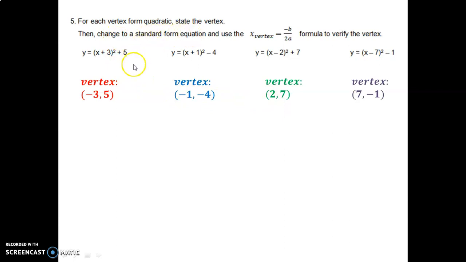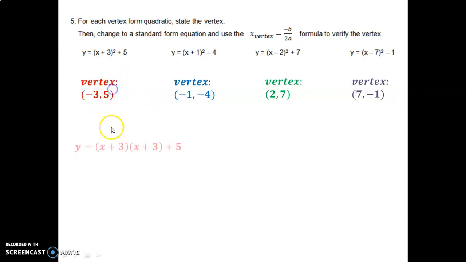Change each of these to standard form. So how do you take this one, change it to standard form? And then when we know what's in standard form, we know we have this formula negative b over 2a to get the vertex. So if we change to standard form, we can use that to confirm or verify that this vertex is the same one we have here.